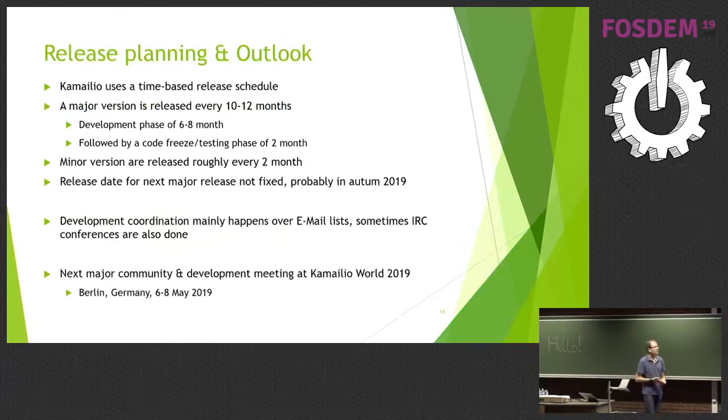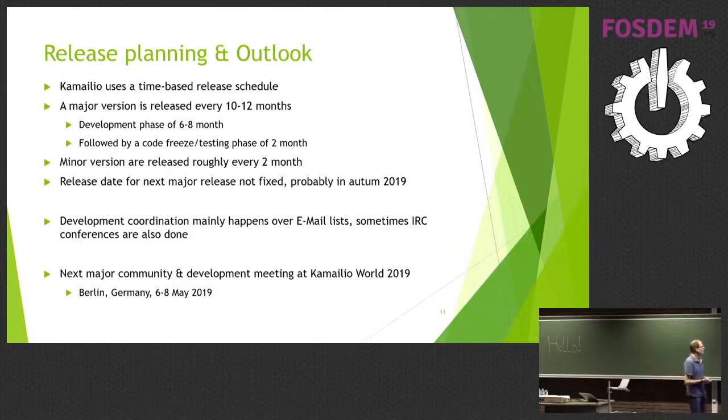So in case you want to get your code in Kamailio, how is our release structured, how do we do releases. We use a time-based release schedule. A major version is released roughly every 10 to 12 months. We have a development phase of 6 to 8 months, and then a code freeze and testing phase of roughly 2 months, depending a bit on the vacation. We usually avoid, of course, a release in the middle of the summer vacation. So this changes a bit over the years.